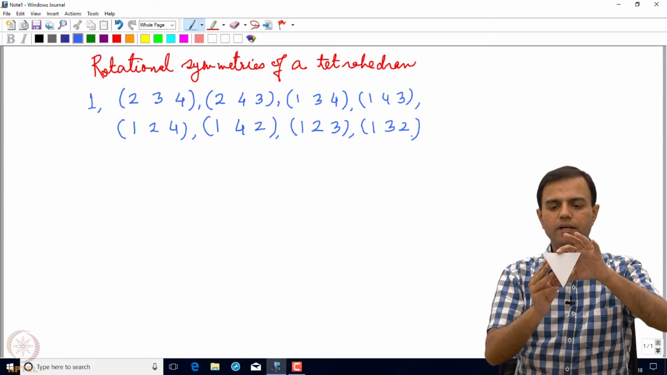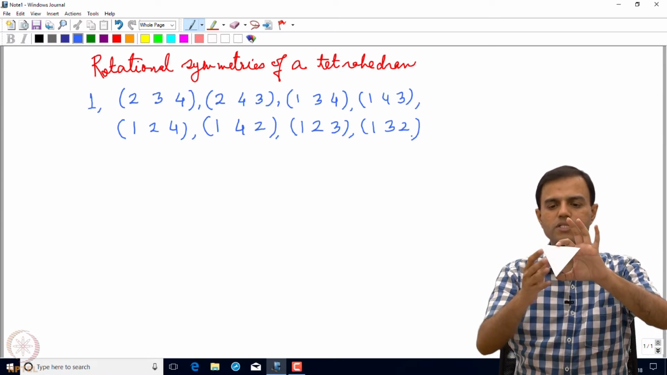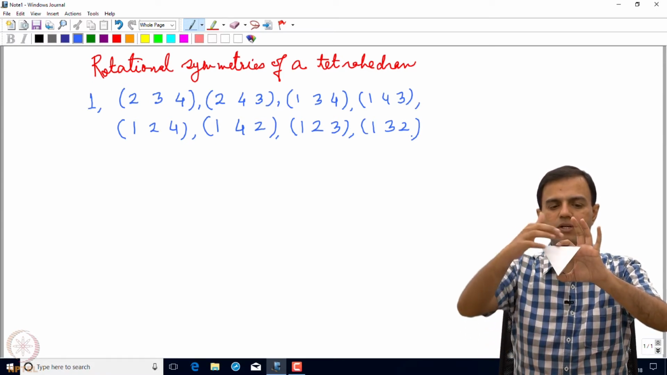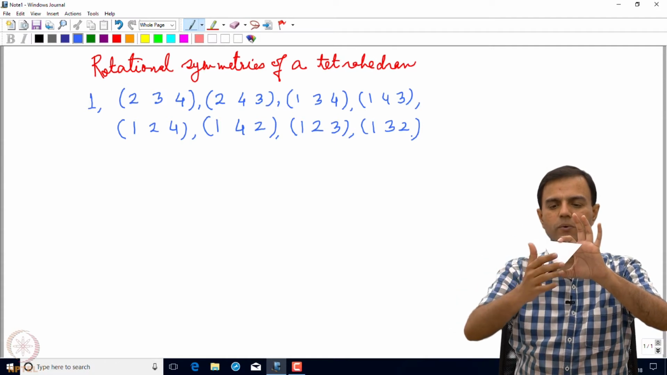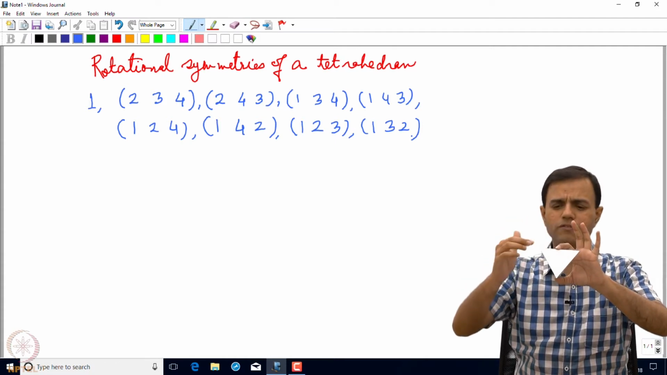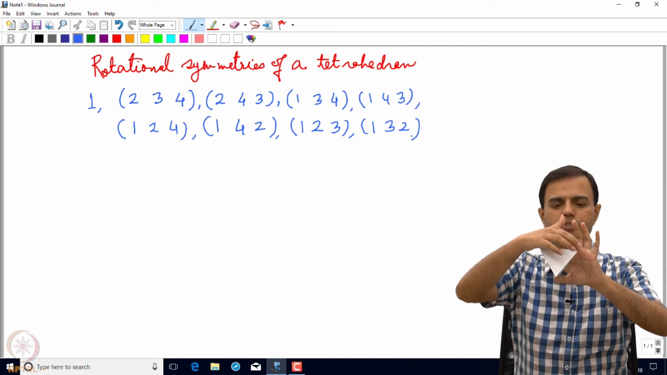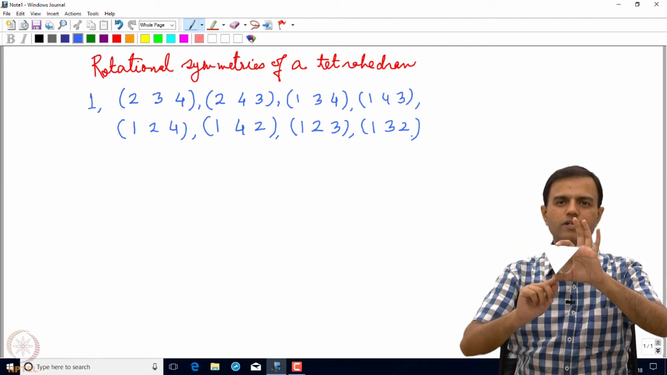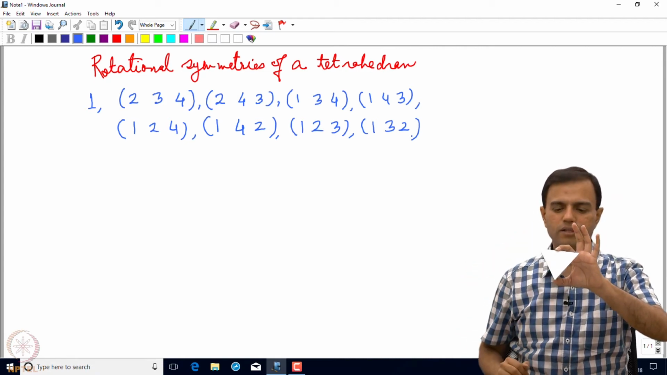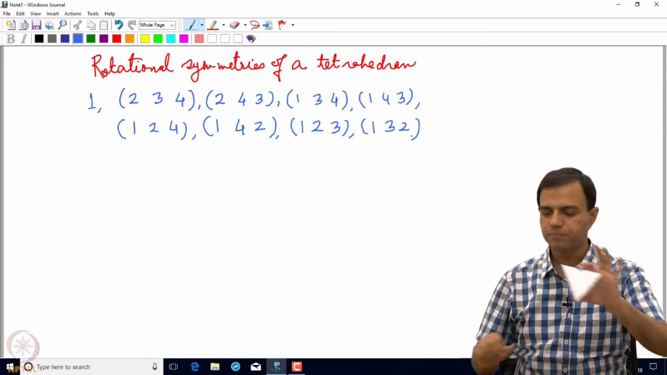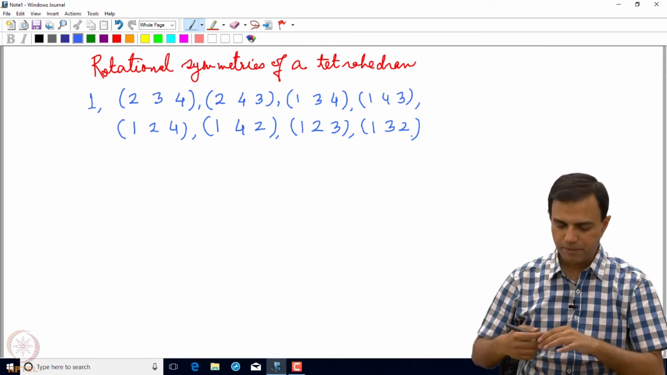So what is happening in the process? Suppose this is vertex number 1, this is vertex number 2, and these are 3 and 4. The position of vertex 1 is being exchanged with the position of vertex 2, and the position of vertex 3 is being exchanged with the position of vertex 4. So what's happening?